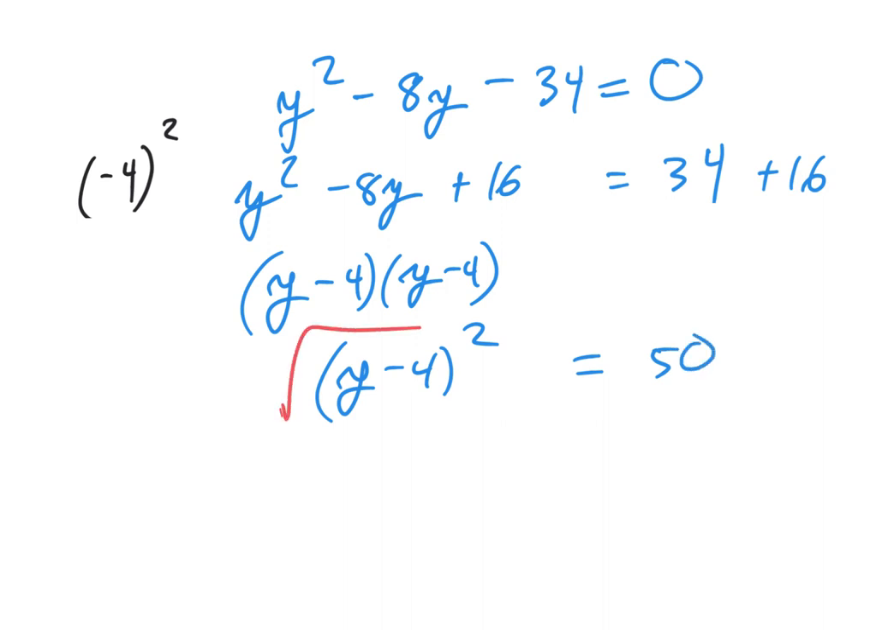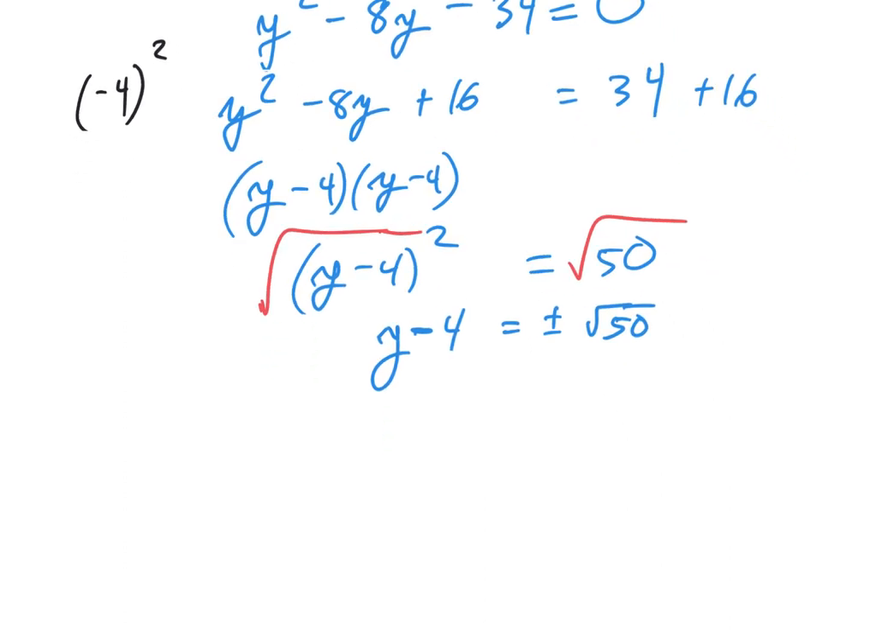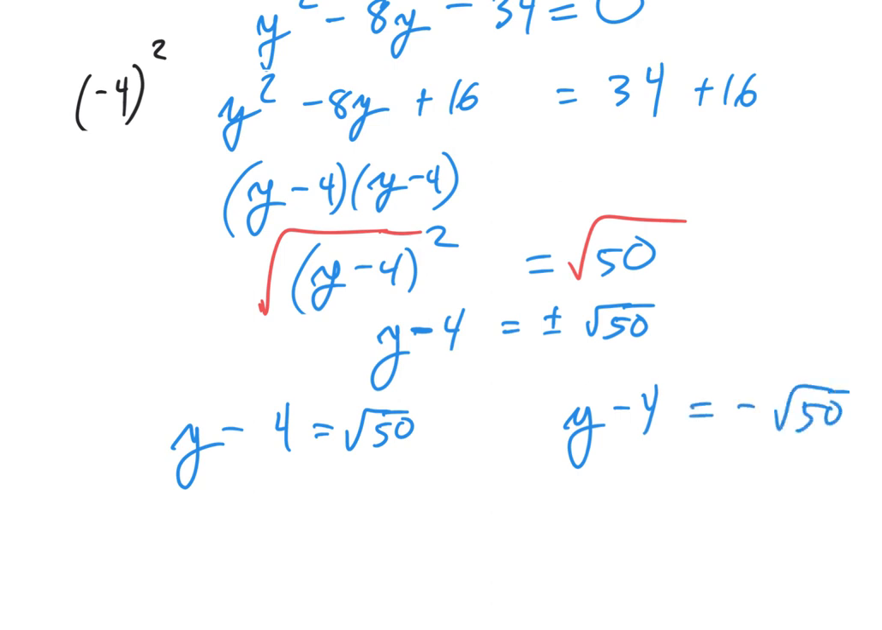Square root both sides. Square root and something squared are inverse operations. I'll have y minus 4 equals plus or minus the square root of 50. I now have two equations. y minus 4 equals the square root of 50, and y minus 4 equals the negative square root of 50. y equals 4 minus root 50. Over here, y equals 4 plus the square root of 50.